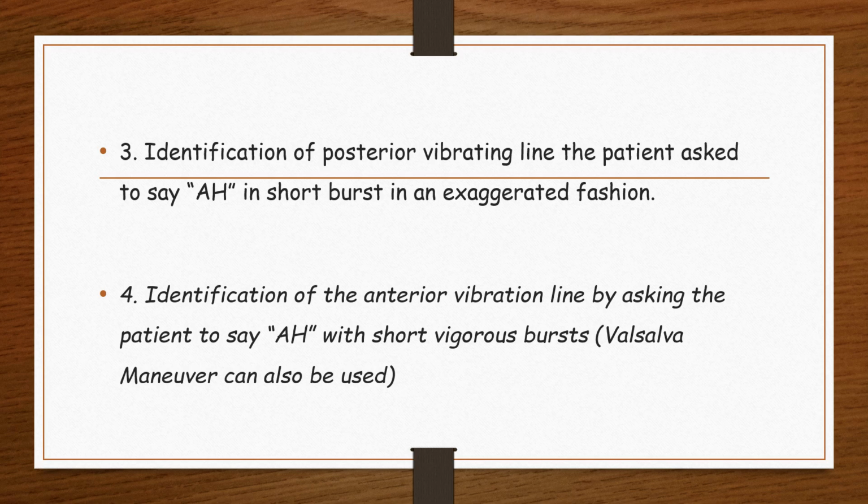Now you need to mark the posterior and anterior vibrating lines. How do you mark the posterior vibrating line? Ask the patient to say ah in short bursts in an exaggerated fashion. Then mark the anterior vibrating line by asking the patient to say ah with short vigorous bursts, or you can also use a Valsalva maneuver. Once you have marked all three, join them and you will get the posterior palatal seal. Once marked in the patient's mouth, the same can be transferred to your impression, and the markings from the impression can be transferred to the cast. Then you can demarcate the PPS on your master cast.